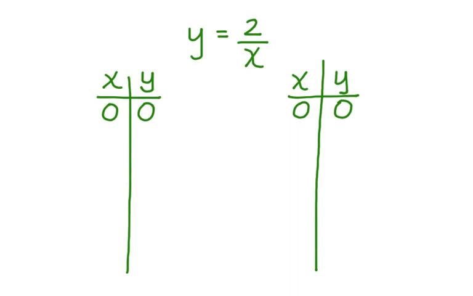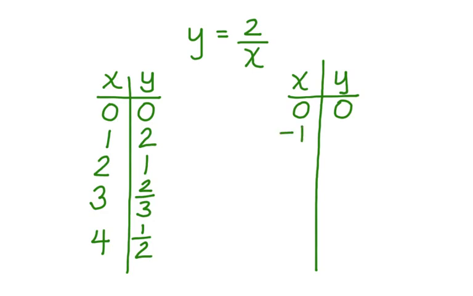Now let's say I enter 1. 1 in for x, 1 divided into 2, 2 times. 2 in for x, y is 1. 3 in for x, y is 2 thirds. And if I put 4 in for x, then I'm going to have 1 half. Now let's look at the next one.